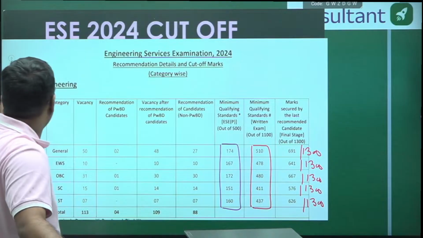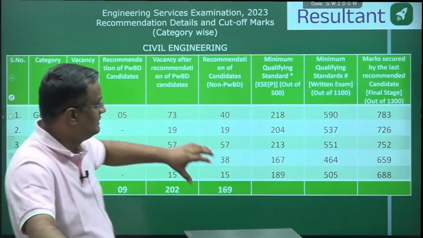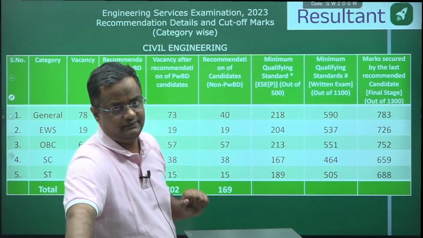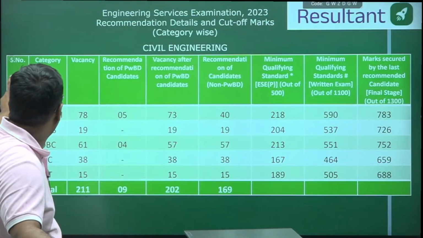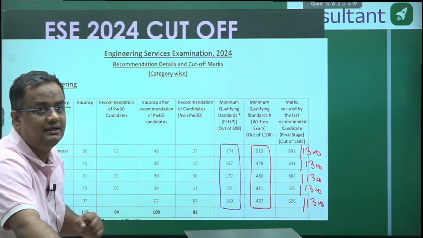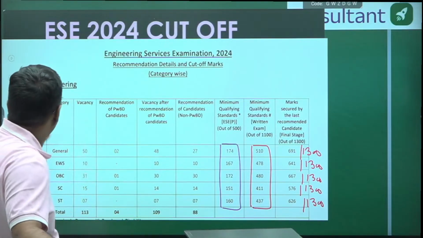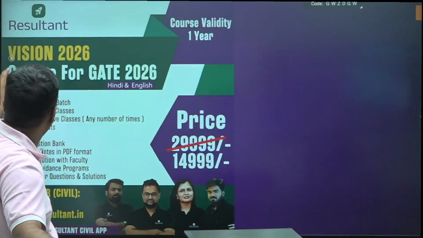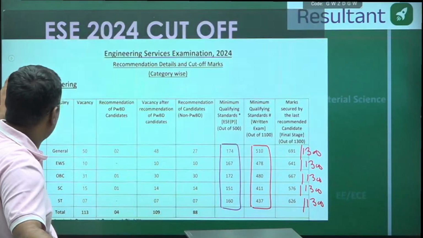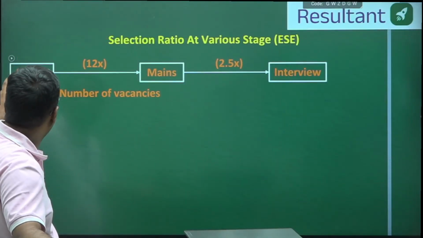This is the cutoff for 2024, and for 2023 the cutoff was a little higher. But in 2024, with the railway vacancies, the cutoff is reduced a little because of the added vacancies. Now, what should be the safe score? This should be the question. Sir, what should be the safe score in prelims, mains and interview?